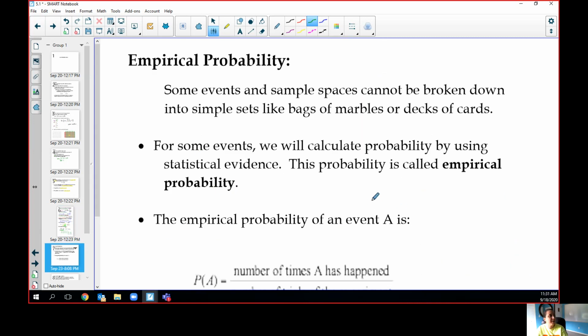Next, we're going to talk about the empirical probability. Some events and sample spaces cannot be broken down into simple sets like bags of marbles or decks of cards. For some events, we will calculate the probability by using statistical evidence. When we have to use statistical evidence, not decks of cards or marbles or sample sets, it is called the empirical probability.